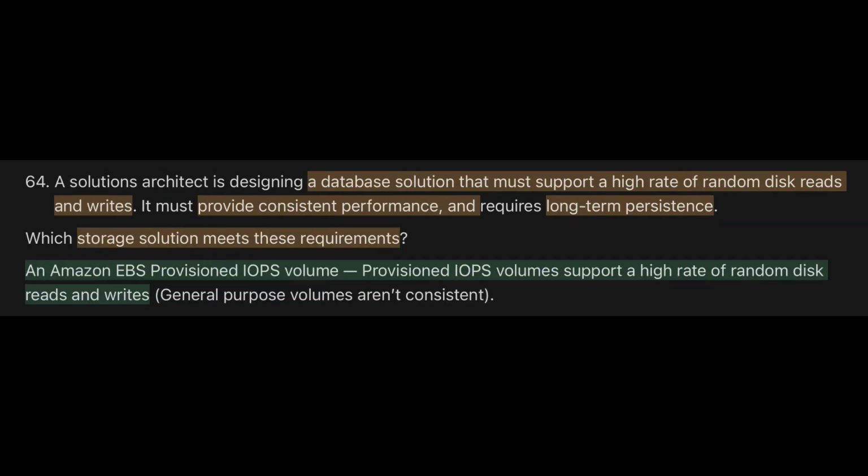Now let's say a database solution needs to support a high rate of random disk reads and writes, and it needs to provide consistent performance and requires long-term persistence. Well, in this case, the storage solution that they should use is an Amazon EBS provisioned IOPS volume. The provisioned IOPS volumes support a high rate of random disk reads and writes. The general purpose volumes aren't consistent.